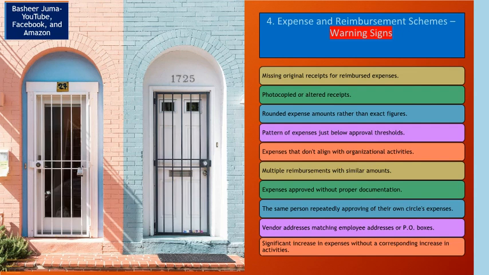The same person repeatedly approving their own circle's expenses. Vendor addresses matching employee addresses or P.O. boxes. Significant increase in expenses without a corresponding increase in activities.